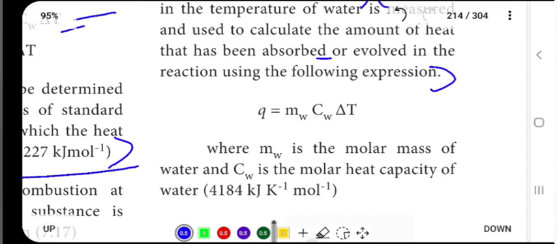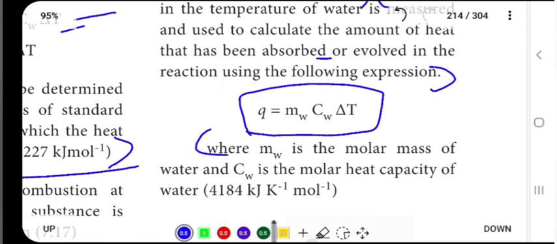The formula is Q equal m_w C_w delta T, where m is the molar mass of water and C_w is the molar heat capacity of water. The value of the heat capacity is 4.184 kilojoules per Kelvin per mole.